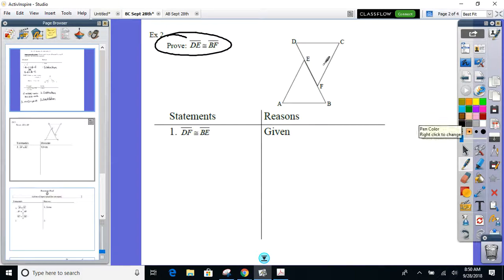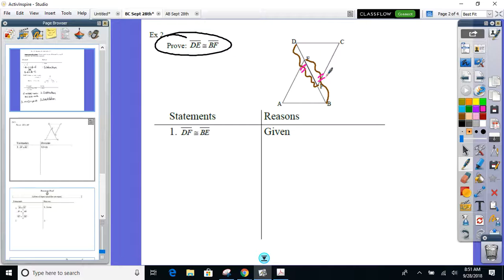So DF, longer one here. DF is congruent to BE. Those two, I'll do a different color so we can see. Perfect. Okay, look at those 2 given segments and look at the proof statement. I'm going from DF to DE, smaller or bigger? DF to DE, smaller or bigger? Smaller. BE to BF, smaller or bigger? Smaller. So automatically I know I have to subtract, but there's a problem right now.